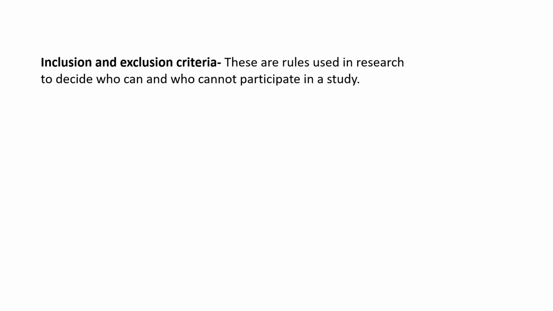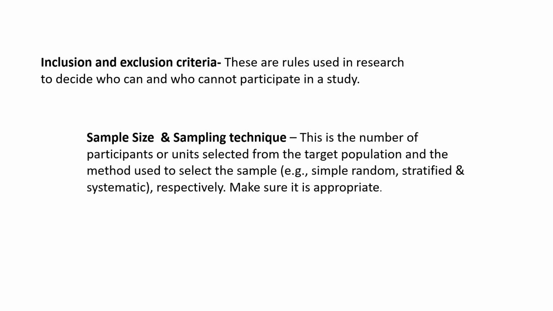Inclusion and exclusion criteria. These are rules used in research to decide who can and who cannot participate in a study. Sample size and sampling technique. This is the number of participants or units selected from the target population, that is the sample size. And the sampling technique is the method used to select the sample. And a researcher has to be sure that the sample size and the sampling technique are appropriate.